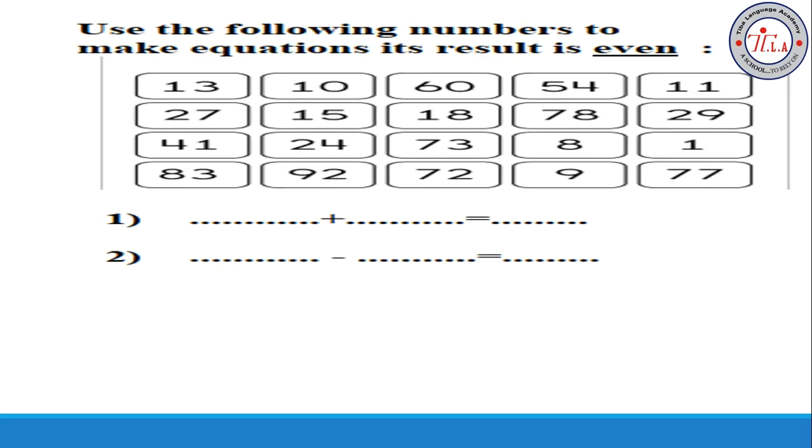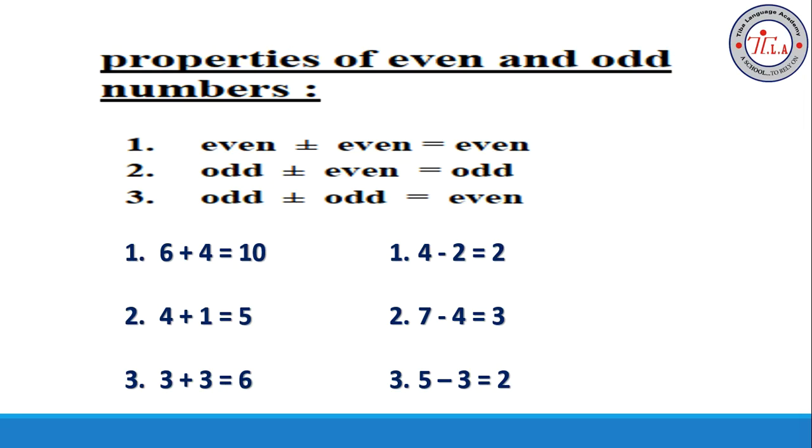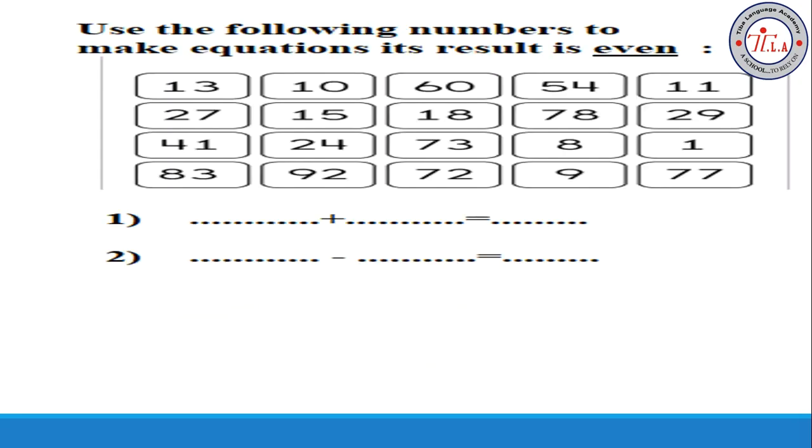Here, in this question, use the following numbers to make equations its result is even. He wants from us to add or subtract two numbers which their result should be even number. Okay? In properties, we know that even plus or minus even equal even number. Odd number plus or minus odd number equal even number. Okay?